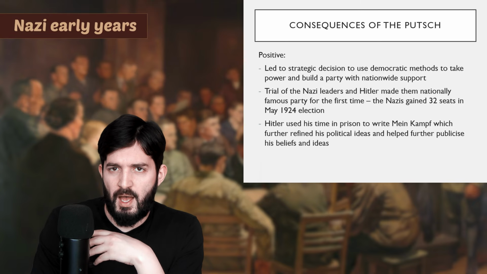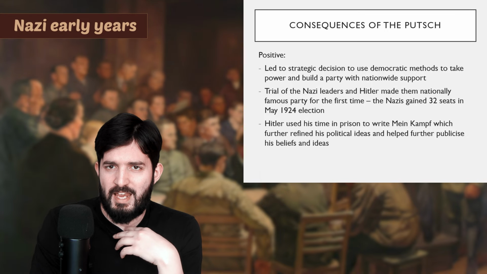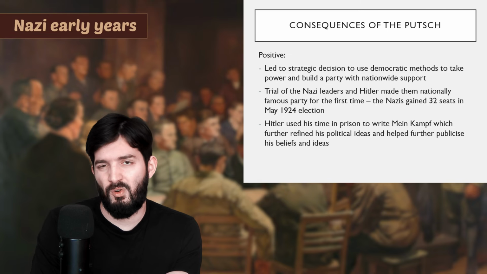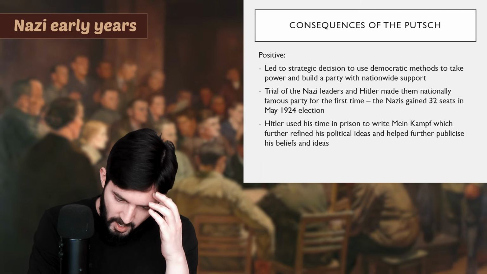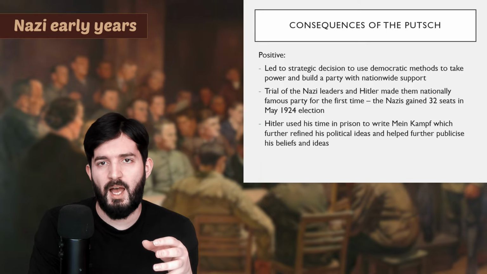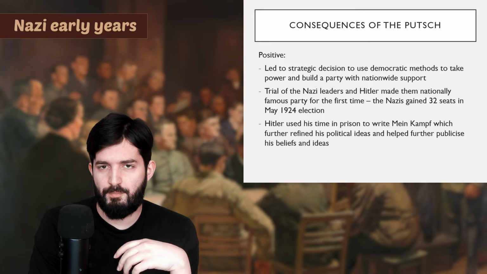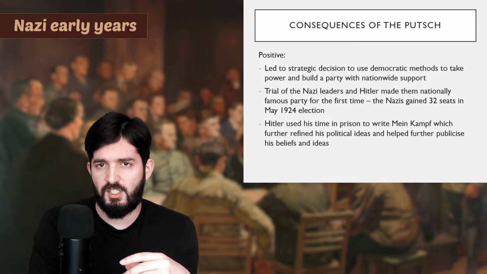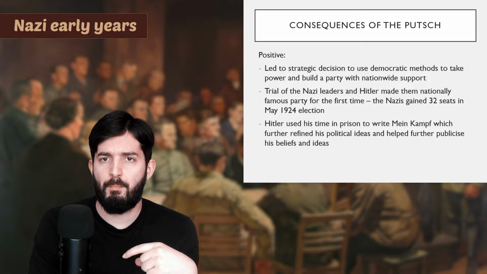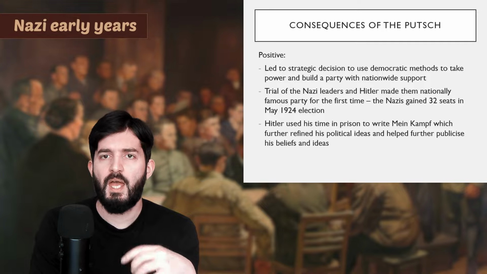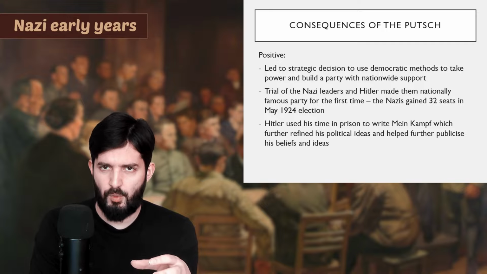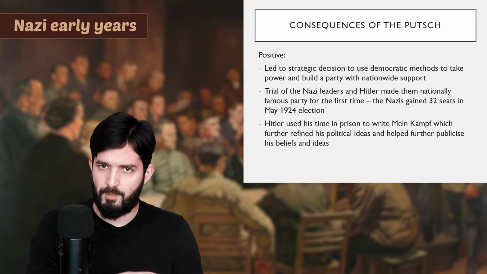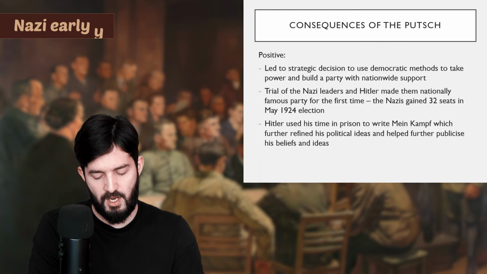Lastly, you could also argue that it gives Hitler the time and the space to sit down and refine his ideas, and he does this by writing, or rather reciting, his book Mein Kampf, which allows him to further refine his political ideas, which also then, when he releases it, helps the Nazis to further publicize their beliefs. So if you get that as a 10-mark question, it may seem quite tricky, but there are these genuinely quite straightforward points you can make for and against the Munich Putsch having positive and negative consequences for the Nazis.